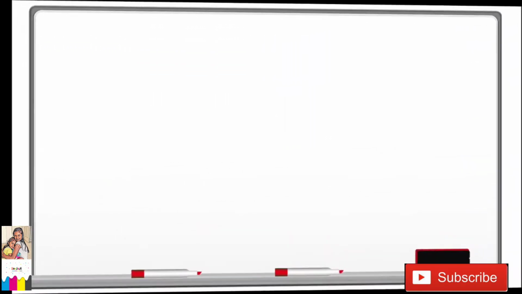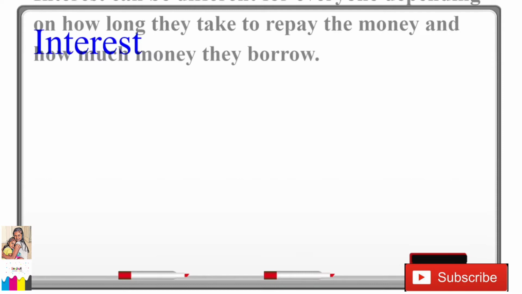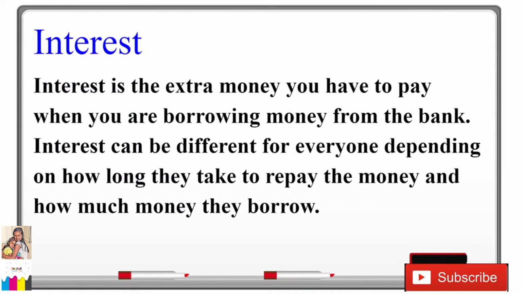So what is interest? Interest is the extra money you have to pay when you are borrowing money from the bank. Interest can be different for everyone depending on how long they take to repay the money and how much money they borrow. Right now what I'm going to say might be a little confusing, but you'll understand. You're going to pay money to the bank for borrowing money from them. You're going to pay money in order to borrow money, and eventually you'll pay back the money you borrowed.